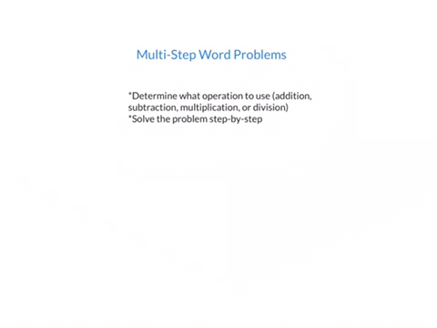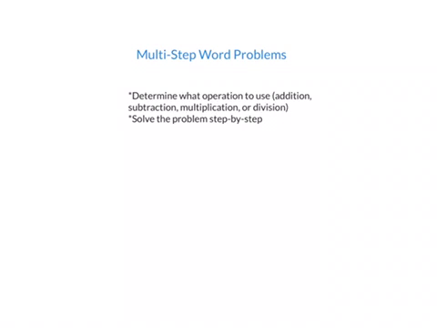Welcome to the last day of learning the steps to solve a multi-step word problem. Today we're going to learn how to determine what operation to use. So are we going to use addition, subtraction, multiplication, or division? And then we're also going to solve the problem step by step. So in order to determine what operation to use, we look for operation clue words.